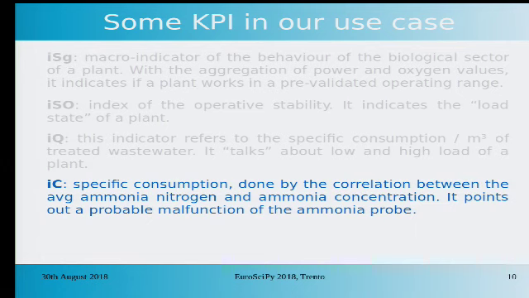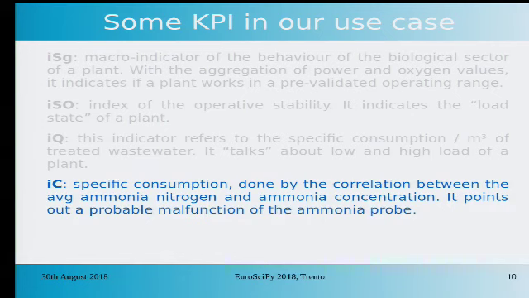And IC means a specific consumption. So it's derived from the correlation between the ammonia, nitrogen, and ammonia concentration. Don't worry about these biological terms, but it's really specific. And it points out a probable malfunction of the ammonia probe.